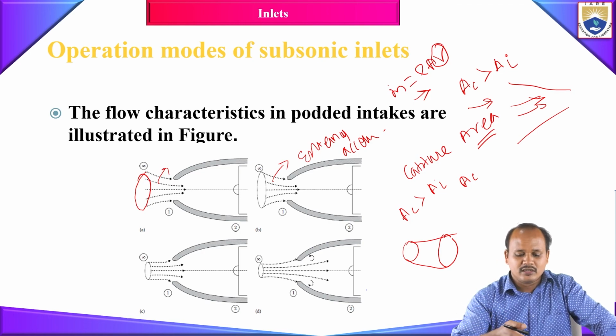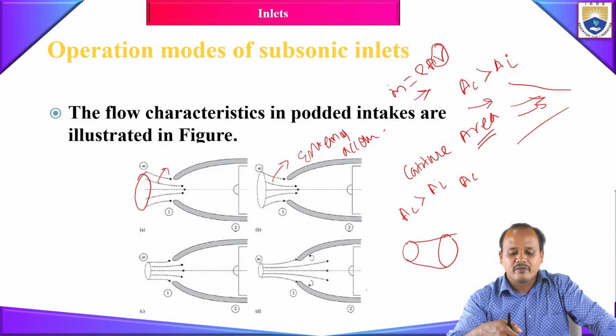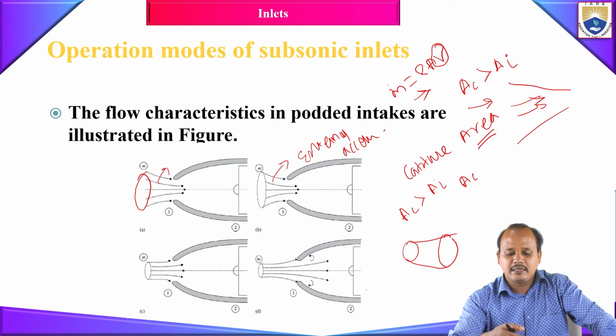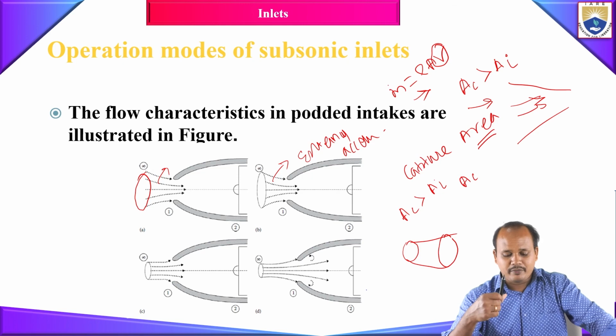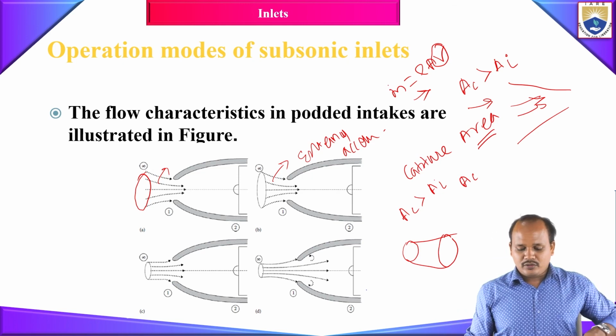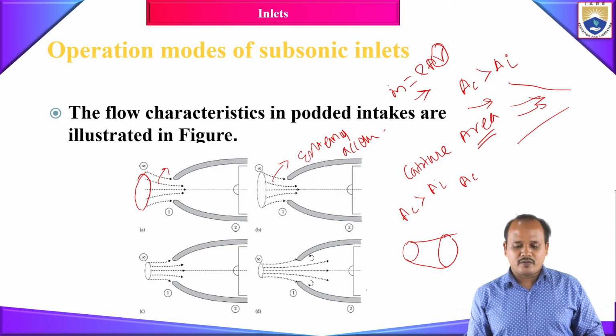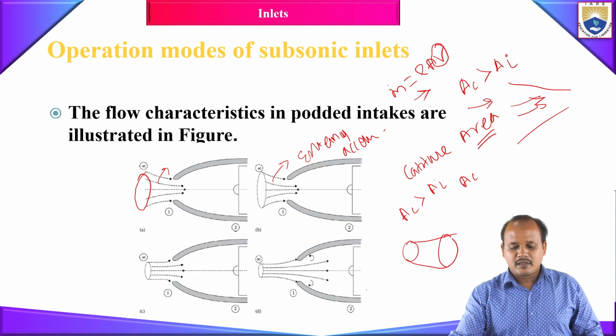So these are the four cases where our aircraft will usually fly. One is the still or ground operation. The second is during takeoff. The third is during cruise, and the fourth is during high speed operation. This is the operation modes of our subsonic inlet. With this, I'll finish today's lecture.